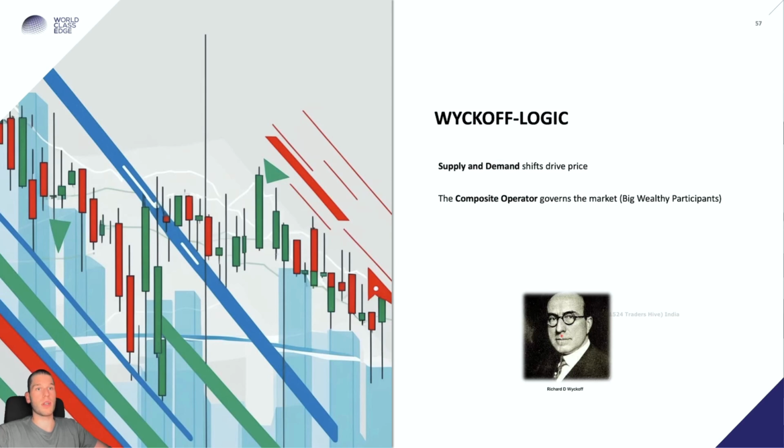The composite operator, which is like the big wealthy participants that influence the market, has a way bigger role in this theory, and there are four phases, not three. And furthermore, there is effort versus result, so there is always price and volume, but it's more a combination of both.